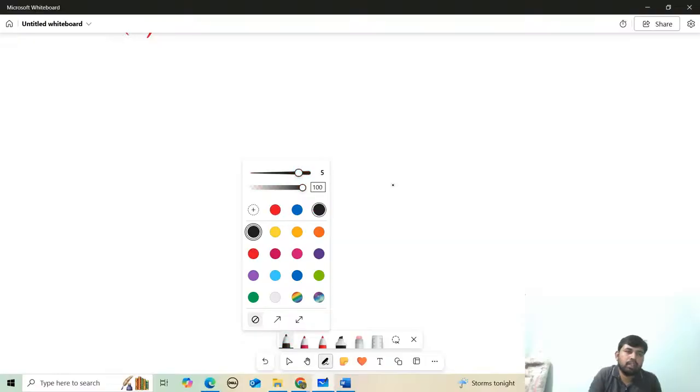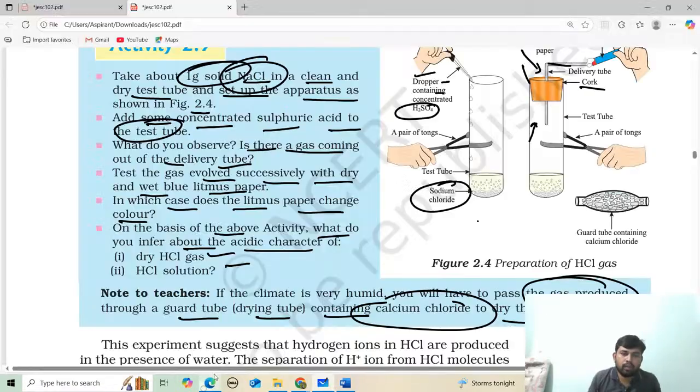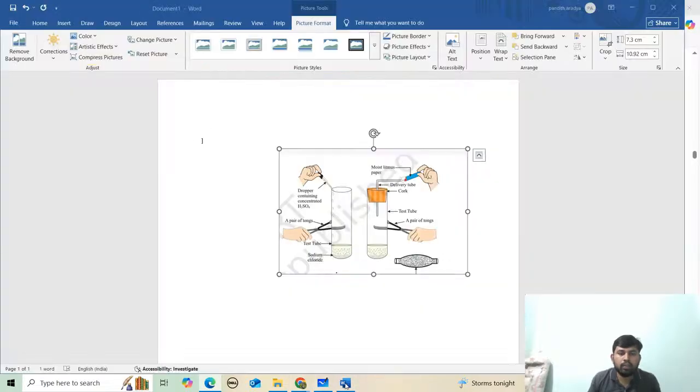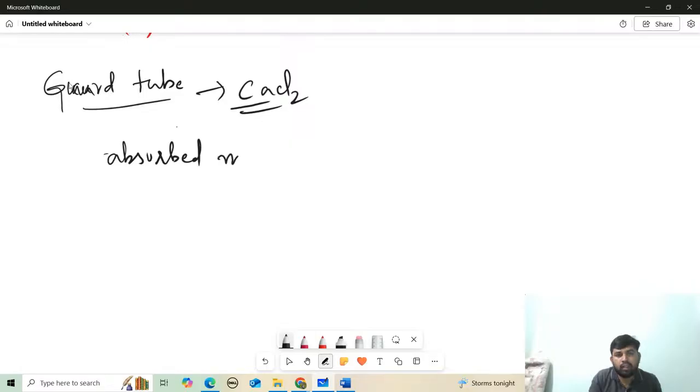Now see, one more thing in this activity that you should remember: we have a guard tube. What is the work of the guard tube? They have given it here. You can see there is a guard tube, and in the guard tube there is calcium chloride. What is the role of this guard tube? The guard tube will absorb the moisture.